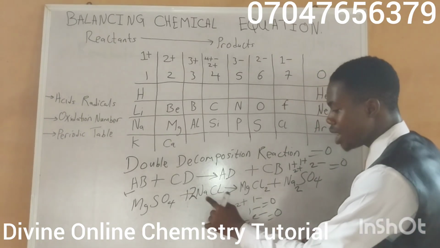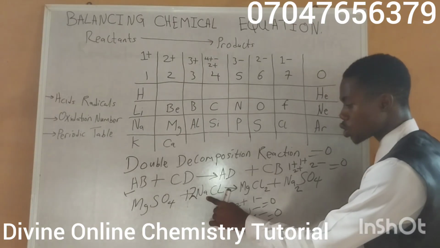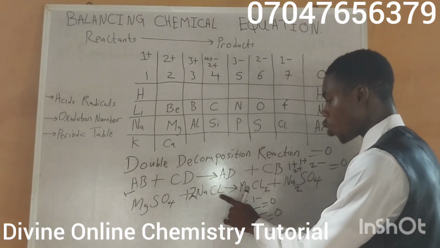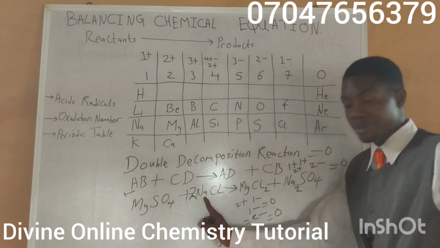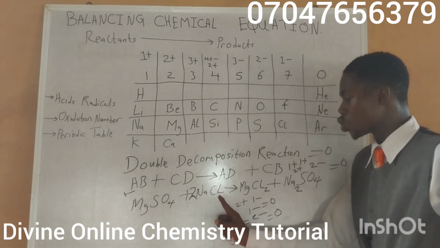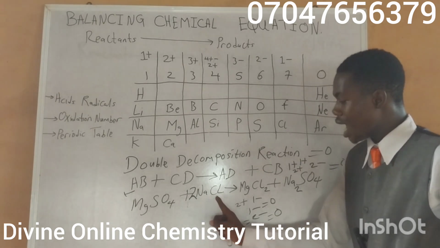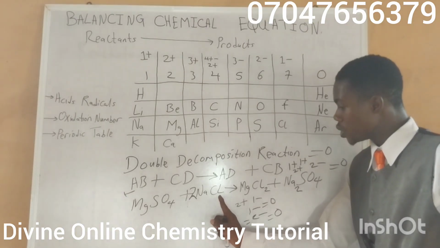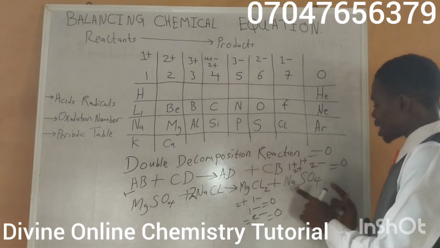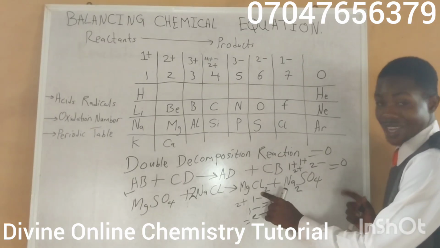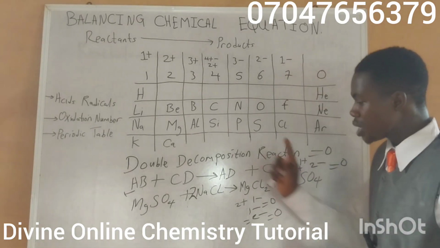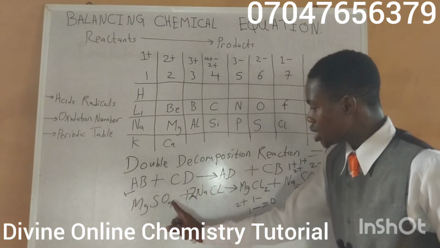So the 2 will be as a mole at the front of sodium and at the front of chlorine. Now this 2 is showing that sodium here is 2 and chlorine here is 2. So we have 2 atoms of sodium here and 2 atoms of chlorine here. Now if you come to the product side, sodium is 2 here, chlorine is 2 here. Are you seeing it now? So that's just it.